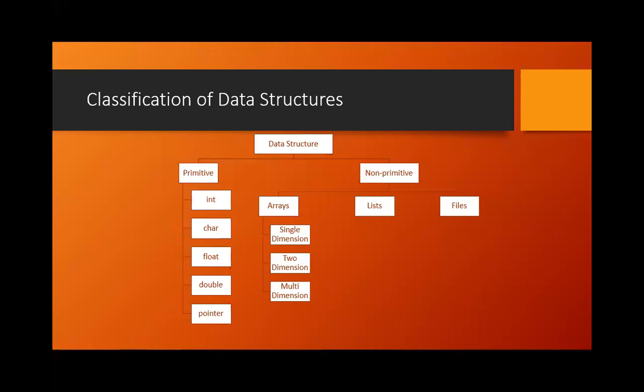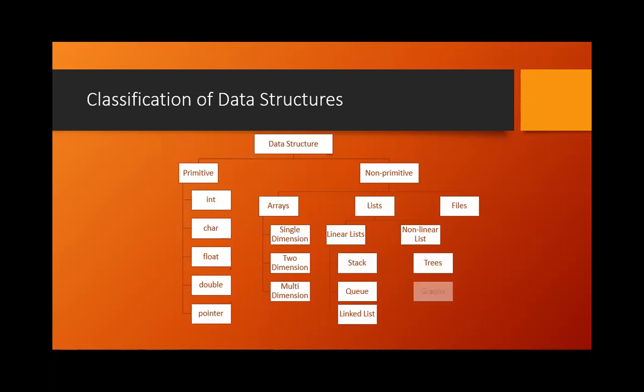Then under the list we can have 2 sub-classifications again. One we call linear lists and the second is non-linear lists. Again, we will discuss the concept behind linear and non-linear with examples. Inside linear we can have data structures like stack, queue, and linked list. Under linear we can have 3 different data structures: stack, queue, and linked list. And under non-linear we can have trees and graphs. So this is the classification of data structures that we can have.